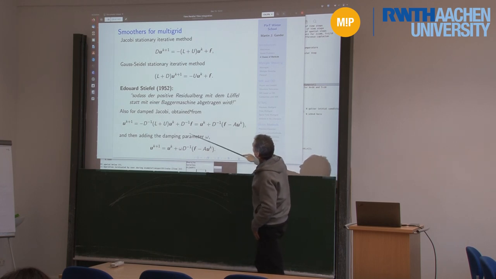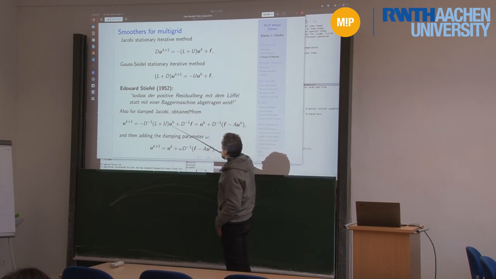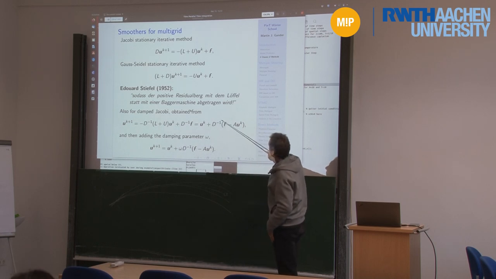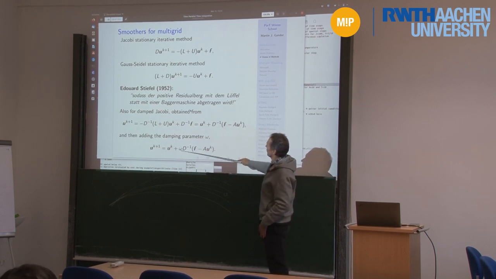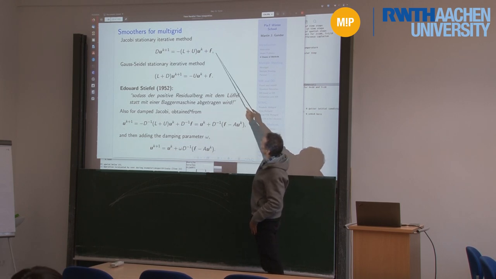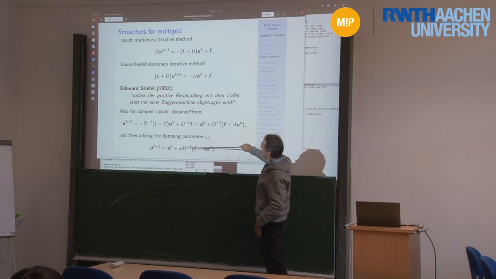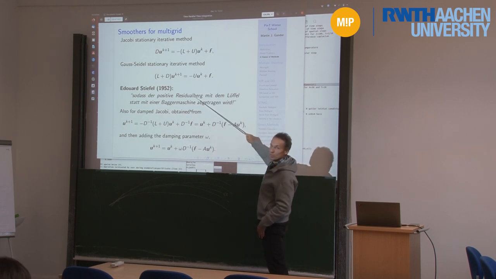So I have a UK, which comes from this part here, multiplied with the entire matrix, because L plus U can be formulated as A. And I get, as a remaining term here, the residual. And then to add damping, you just multiply this residual term with some parameter. So this iteration, if I put omega equals 1, is exactly this iteration. These are the same. But here is some damping. And also with damping, this is true.